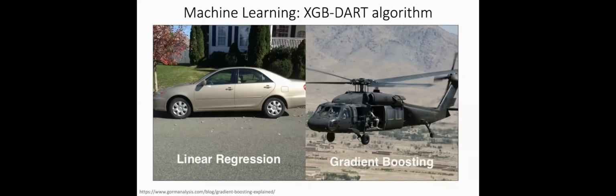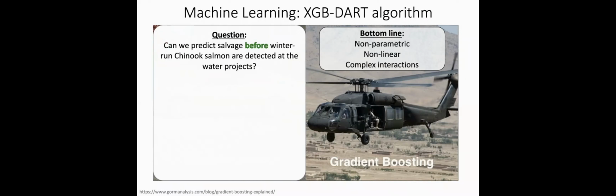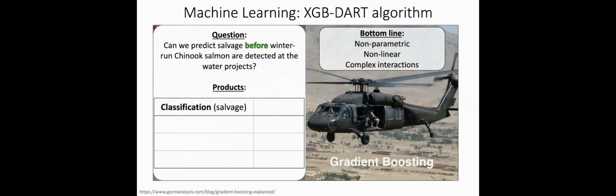The approach we're using is a machine learning framework. Specifically, we're using the XGB DART, or the Extreme Gradient Boosting Dropout Additive Regression Tree algorithm. And I think this meme sums it up pretty well. The procedures are rather complicated, and I'd be happy to talk to anybody outside of this talk. But for now, the bottom line is that this method allows for non-parametric, non-linear data, and because of its regression tree framework, it allows for very complex interactions. So, our question: can we predict before they show up at salvage? This kind of model that we're generating produces two kinds of products.